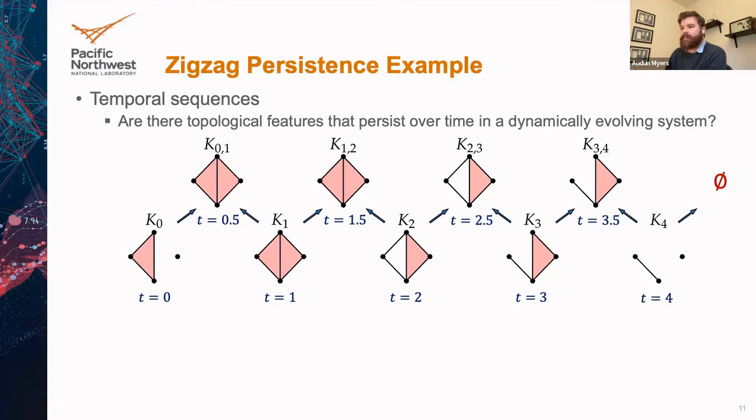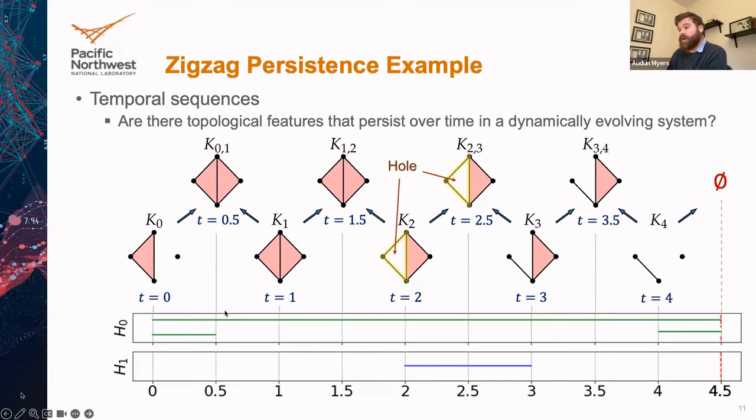So if I apply my persistence to this, one of the things I want to know is, right, there's this hole that shows up that starts at time 2 and it disappears at time 3. So that's one of the things I definitely want to be able to pick up, one of the features I might be interested in. So I can do this now, getting the zigzag persistence barcode.